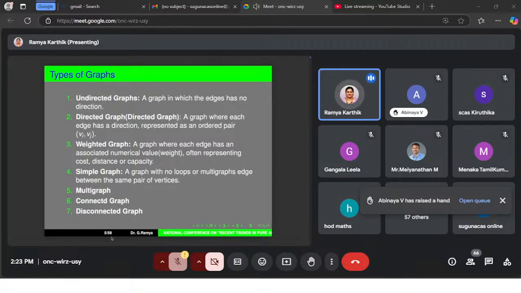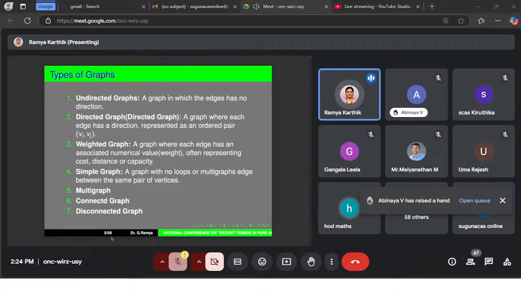Next, graphs come in various forms depending on how the vertices and edges are structured. So let's see some of the most common types of graphs. First one, undirected graph. In this graph the edges have no direction, so the connection between two vertices is mutual. For example, consider a road network. If the road allows travel in both directions, that is the best example of an undirected graph.